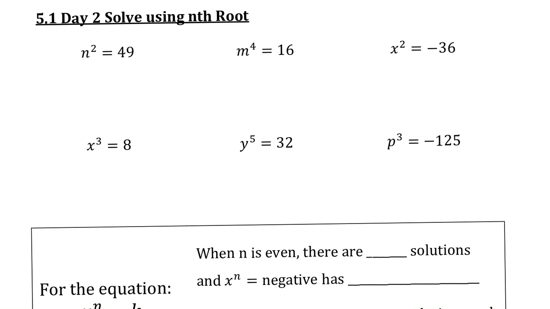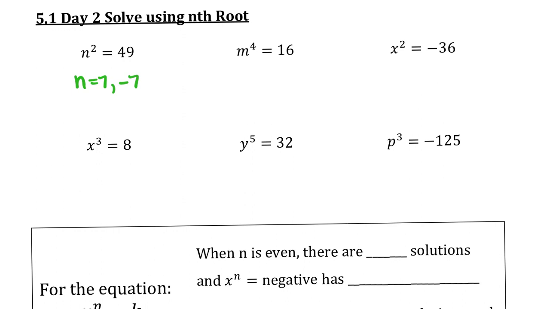Okay, now that we've learned nth root, we can use nth root to solve different kinds of equations. Before we start solving them officially, let's just look at these first equations and see if we know what the answers are without thinking of the process. If n squared equals 49, what's n equal? Yep, it could be 7. Yeah, it could be negative 7 as well, because 7 squared is 49, and negative 7 squared is 49.